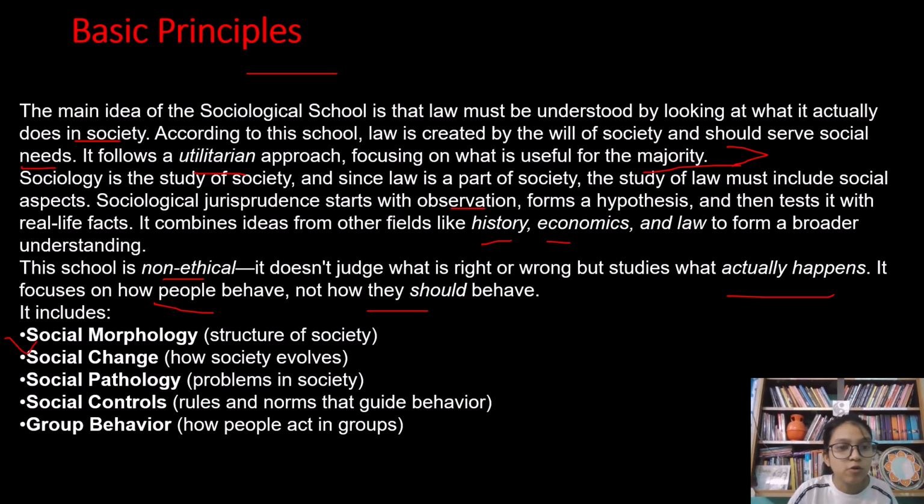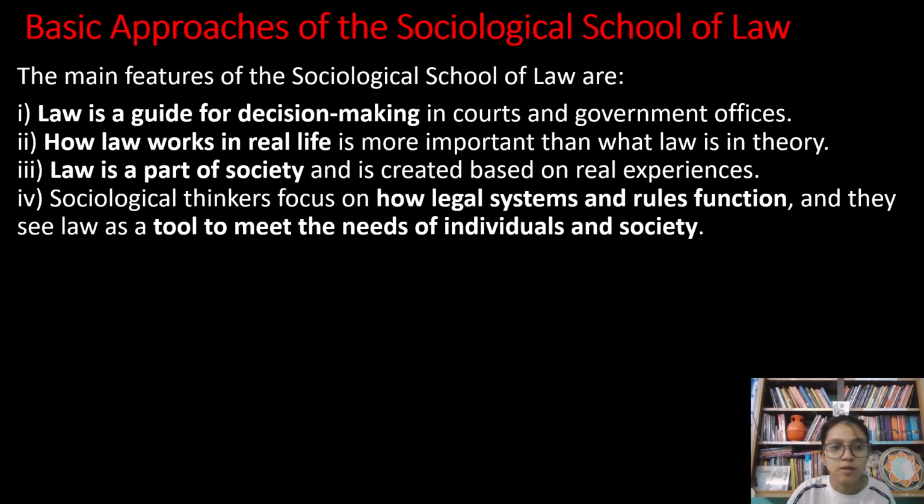It includes social morphology, that is the structure of society; social change, that is how society evolves; social pathology, problems in society; social control, rules and norms that guide behavior; and group behavior, how people act in groups. So these are the things that the sociological school involves, and these are also the basic principles of the sociological school.